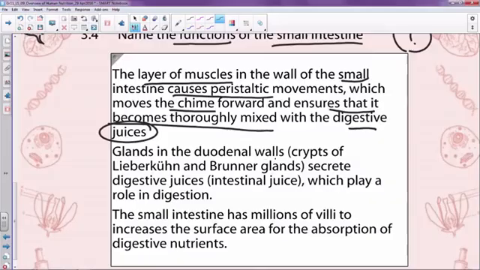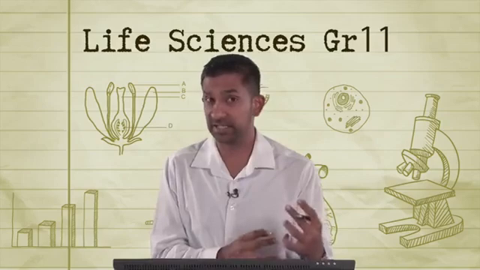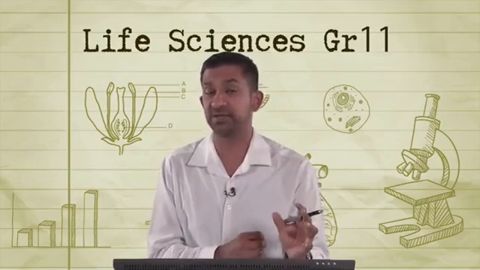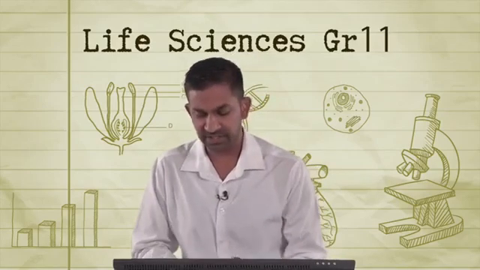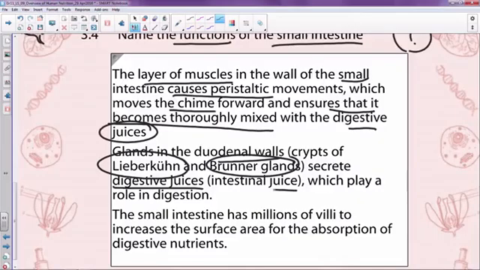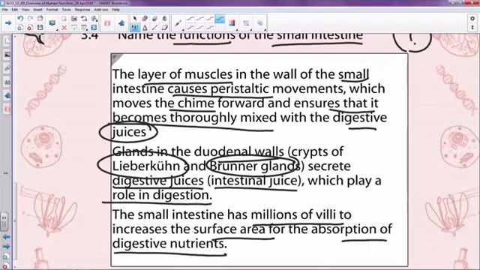You also have glands in the duodenal wall called the crypts of Lieberkühn and the Brunner's glands. And these 2 glands play a very important role in the secretion of intestinal juices to maintain firstly the alkaline medium, to neutralize the acidic chyme coming from the stomach. So the crypts of Lieberkühn and your Brunner's glands secrete digestive juices called intestinal juices, which play a significant role in the process of digestion. Finally, the small intestine has millions of villi and microvilli, which increase the surface area for the absorption of digested nutrients.